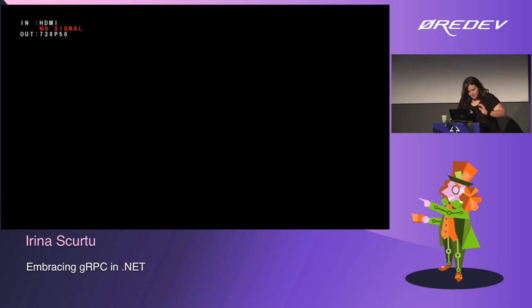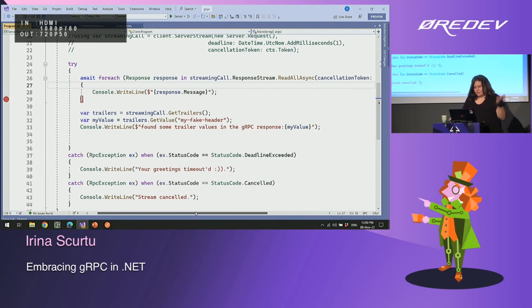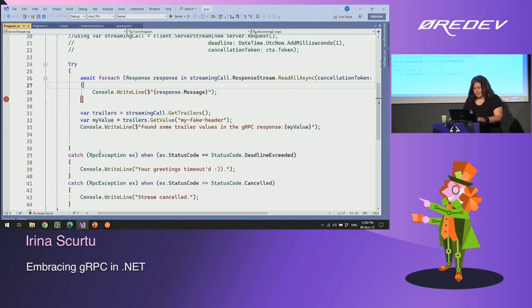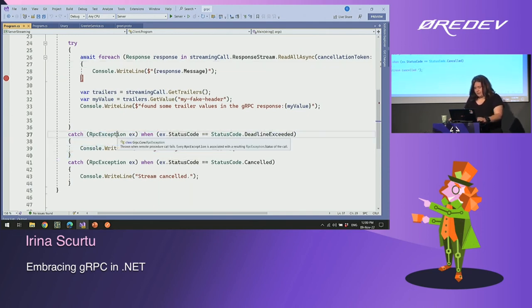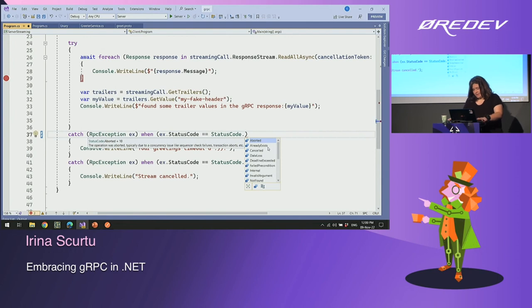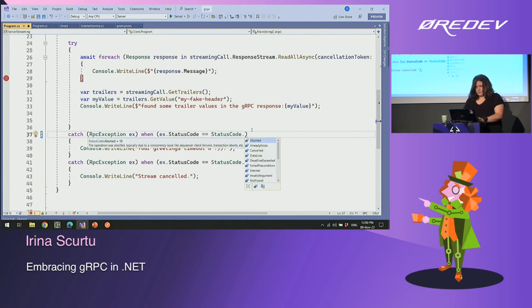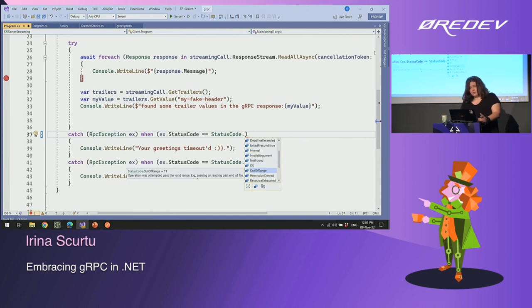So let's have a look at it, because it's easier for me to show you. Server streaming in here. And now you can see it. In server streaming, the server sends things to the client. And if things happen, for example, you get an RPC exception when the status code is one thing. And this status code is an enum that is specific to gRPC. You'll see there are things like aborted, already exists, canceled, data loss, invalid argument, not found, failed precondition. But they're not the traditional status code ones. They might be similar, for example, this one. Okay, out of range, permission denied, and so on. But they're not the same thing.